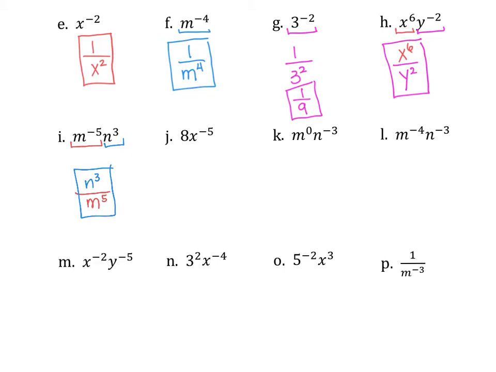Okay, 8x to the -5th. The 8, that's an 8. There's nothing wrong with 8. Okay, now I have x to the -5th. Since it has a negative exponent, I will move the base to the denominator, and then I can change the exponent to a positive.